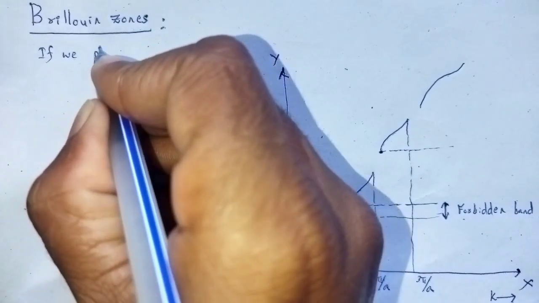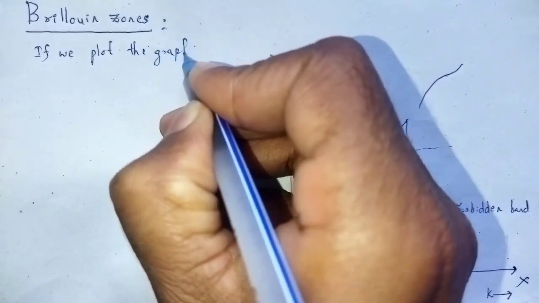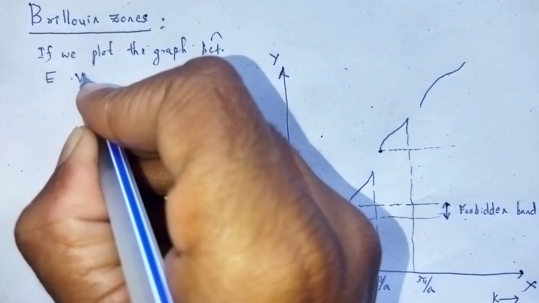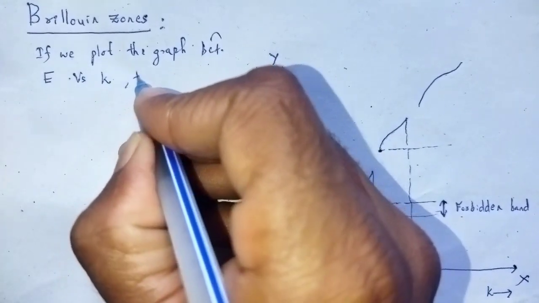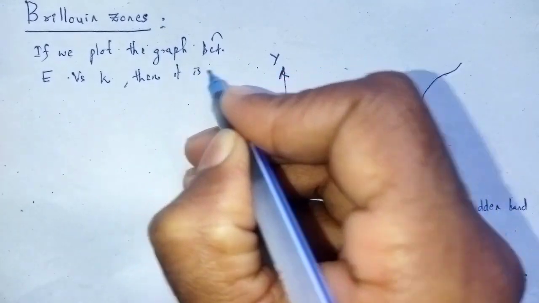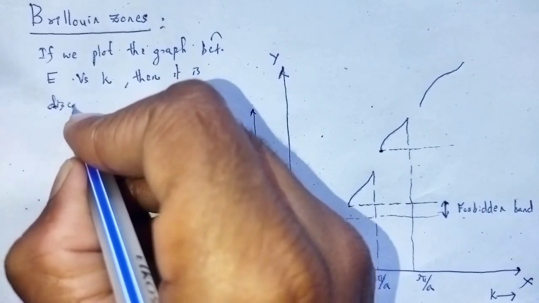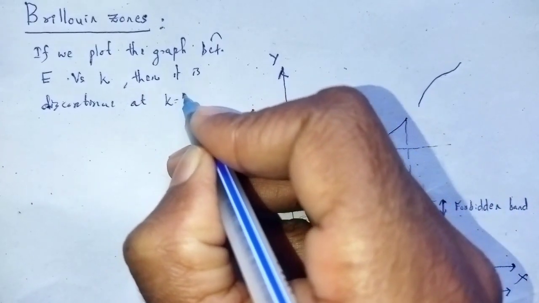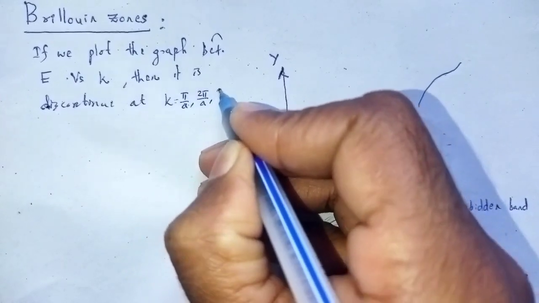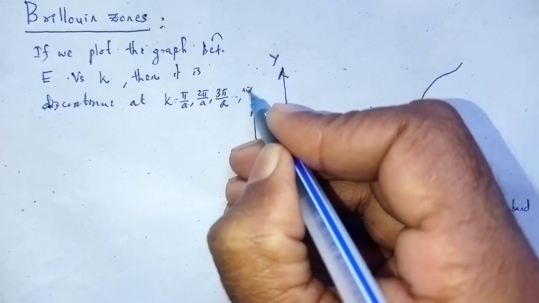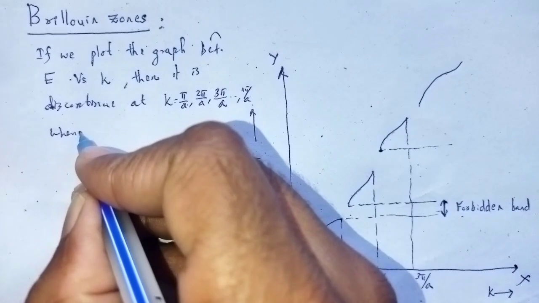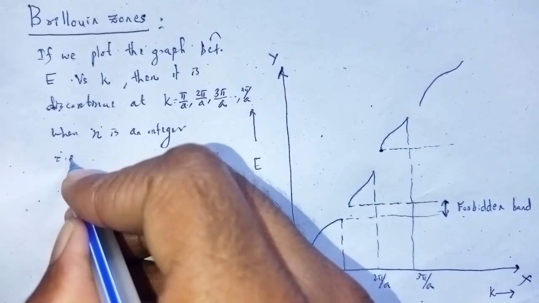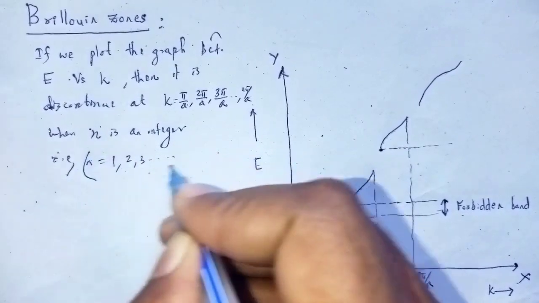If we plot the graph between E versus k, then it is discontinuous at k equal to pi by a, 2 pi by a, 3 pi by a, up to n pi by a, where n is an integer, that is, the value of n is 1, 2, 3, and so on.